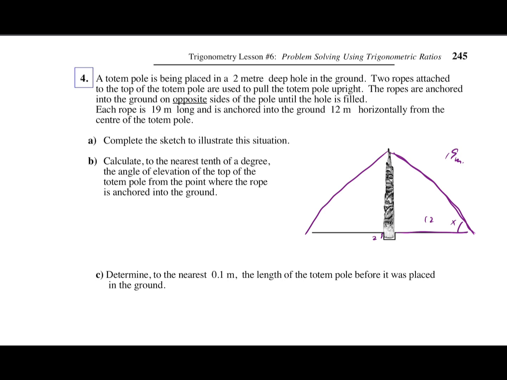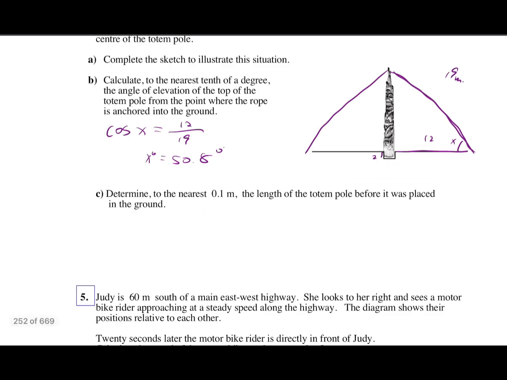Now we can use cosine, right? Cosine x equals the adjacent 12 divided by 19, and then the angle is 50.8 degrees. And then we need to find the length of the pole.